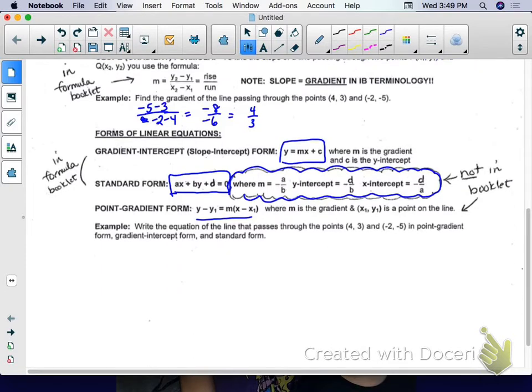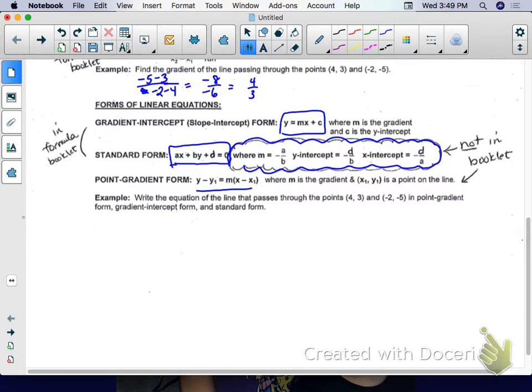Okay. So, first example here, we're going to write an equation that goes through the following 2 points in point slope, essentially slope intercept, and standard form. So, to do all of those things, we're going to need to know the slope. So, let's find the slope here first. My slope is going to be negative 5 minus 3, negative 2 minus 4. Hey, that looks familiar. That's 4/3. We did that actually up above.